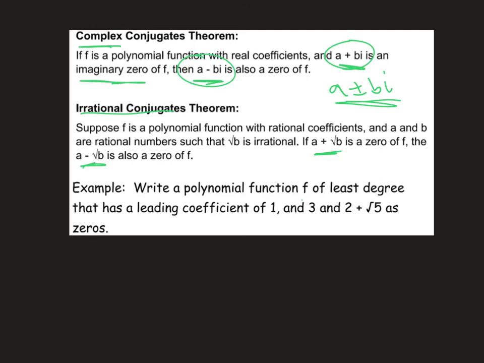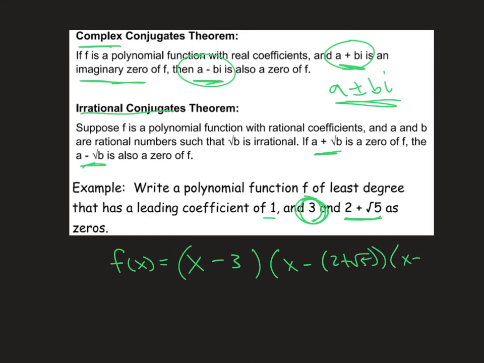So write a polynomial function f of least degree that has a leading coefficient of 1 and 3 and 2 plus radical 5 as zeros. Well, that means that you have f of x, lead coefficient of 1, so that just means positive x to something. If 3 is one of the zeros, then that's x minus 3. And then x minus 2 plus rad 5, and x minus 2 minus rad 5. Because remember, if 2 plus rad 5 exists, then 2 minus rad 5 also exists. And so this is a third degree polynomial.